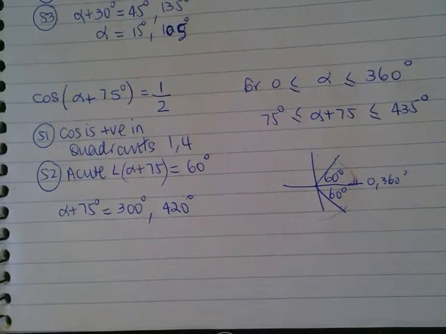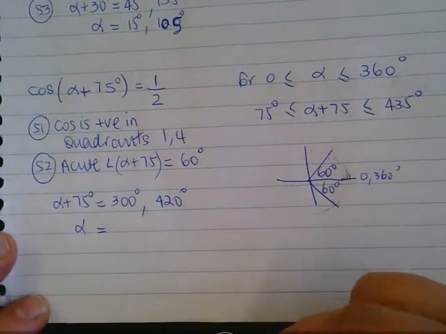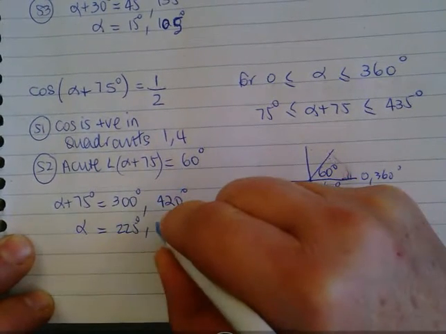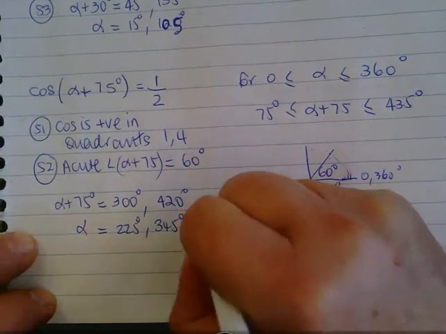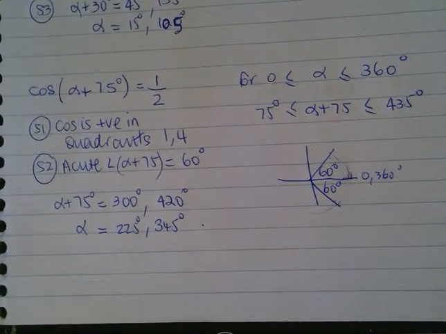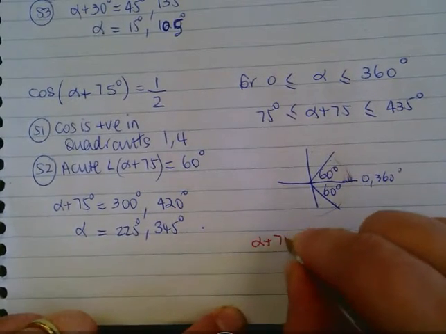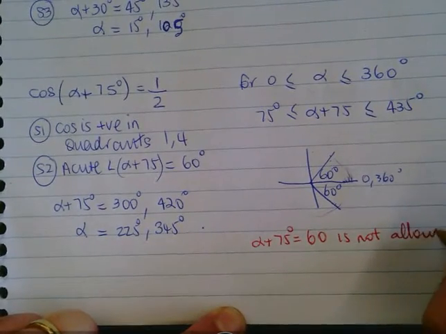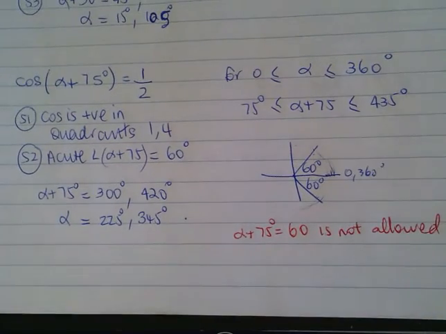All right. I'm going to do one more type of these. Now, that means that alpha is, what do we do now? Subtract 75. 225 and 345. Okay, so can you see that alpha plus 75 equals 60 is not allowed because it's not in the domain? Do you see that? The first one.